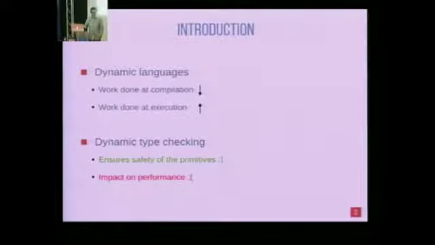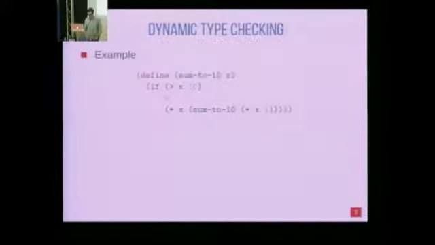So it's pretty cool because we just had a great introduction on dynamic languages. So we know that if you want to implement dynamic languages, we have less work done at compilation and we increase the work done at execution. If we take, for example, dynamic type checking, the compiler does not check the type at compilation, but inserts the type checks in generated machine code to ensure the safety of the primitives. That's pretty cool, but because the checks are executed at runtime, it negatively impacts the performance.